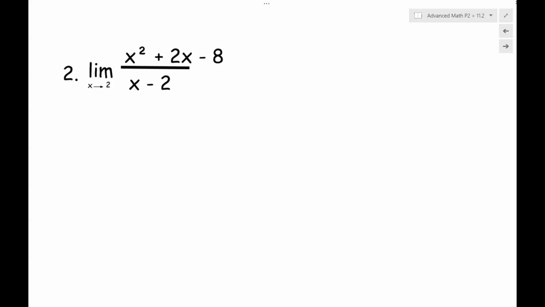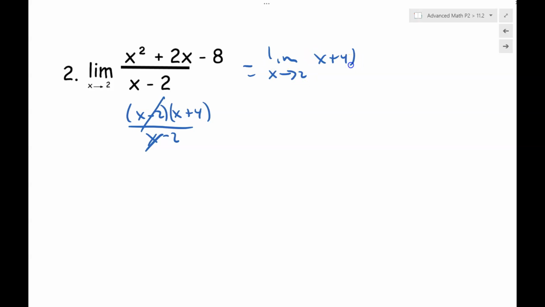All right. And so that tells me that there is something common. So I can go ahead and factor. I know there's an x minus 2 factor. I just have to figure out the other one. That one's got to be x plus 4 if you factor it. Cancel. And this is the limit. Oops, why am I putting a line there? The limit as x approaches 2 of x plus 4. Plug it in, 2 plus 4, and the answer is 6.